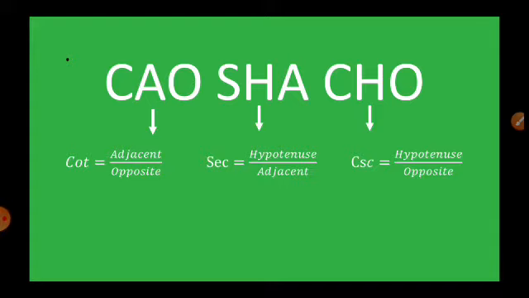The cotangent is adjacent over opposite, which is represented by CAO, because it has C for cotangent, A for adjacent, and O for opposite. SHA has secant, or the function of secant, equal to hypotenuse over adjacent. So SHA has S from secant, H from hypotenuse, and A from adjacent.